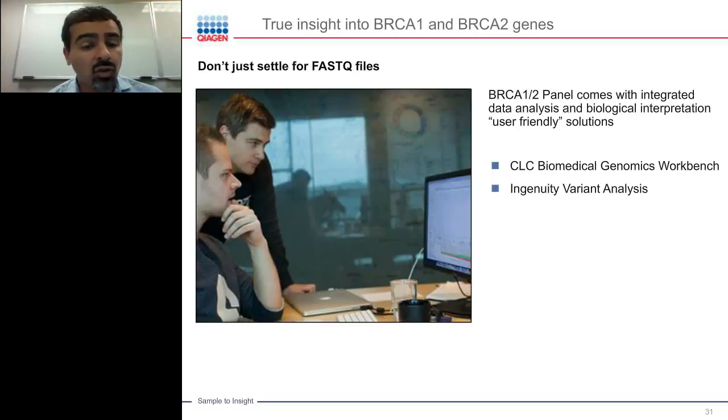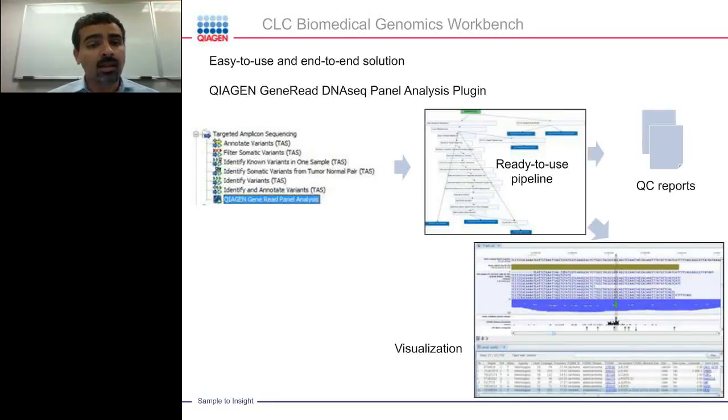Now, sample preparation is only one part of this. You need powerful data analysis and interpretation tools. And to build that sample to insight solution, QIAGEN offers 2 major data analysis and interpretation tools. One is the CLC Biomedical Genomics Workbench, as well as the Ingenuity Variant Analysis for data interpretation. The CLC Biomedical Genomics Workbench is an easy-to-use, end-to-end solution in the sense that it's basically windows that you can put together to construct your workflow.